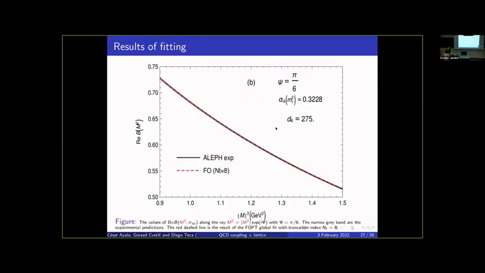Okay, this is the experimental band of Aleph, and fixed order comes basically in the middle. The chi squared is almost 0.